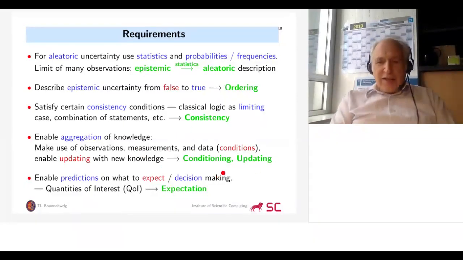And the last thing I want to have on this list is that we want to be able to make predictions, and to tell what we are going to expect in the future. This is important for making decisions. For making decisions, we have to know what we are going to expect in the future. There will be quantities of interest which come out of our mathematical models, and we want to have something like the expectation of these quantities of interest, so we can use this in decision making. Good.